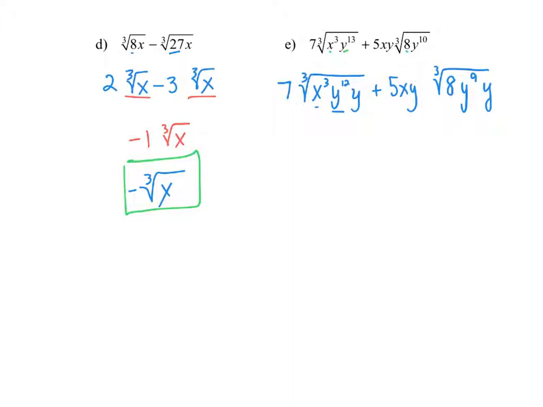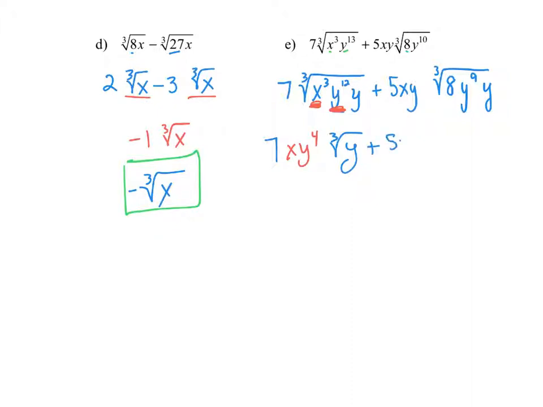Now let's simplify this. We're going to be able to take the x cubed and y to the 12th out. So we're going to have 7, and that cubed root of y is going to be left under there. But when we take out the cubed root of x cubed, that's x, and the cubed root of y to the 12th is y to the 4th.